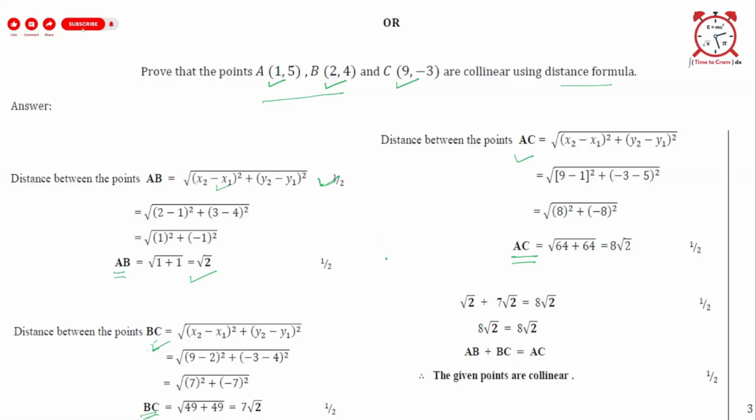So you can see that root 2 and addition of 7 root 2 will give us 8 root 2. So that is why, look, 8 root 2 equal to 8 root 2. So what it implies, root 2 is the value of AB, 7 root 2 is the value of BC, and 8 root 2 is the value of AC. So AB plus BC equal to AC. So in that way, it can be proven that the given points are collinear. Okay students, so this is the method to prove the coordinates collinear.